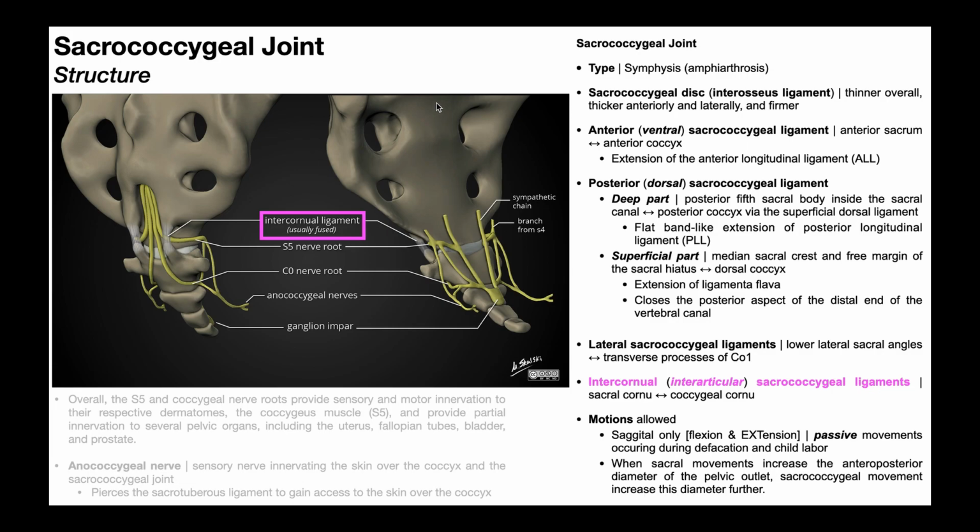So if you look here at this picture on the right, you're looking at the anterior surface of the sacrum and the anterior surface of the coccyx. And overall, these structures curve anteriorly. And so if you think about taking the coccyx and bending it backwards, so moving it posteriorly, well, that would be sacrococcygeal extension. And that's going to occur during things like defecation, childbirth.